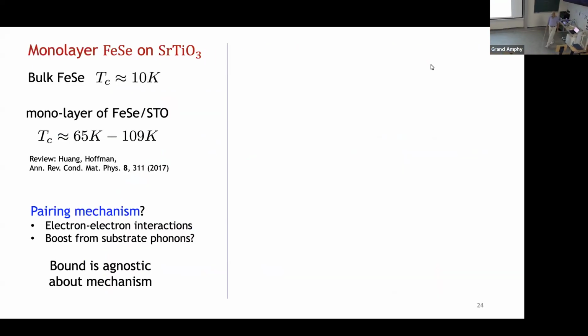Now we can ask what happens when we come to non-parabolic dispersions in real materials. And here we looked at monolayer iron selenide on STO. This is a very poorly understood material because in the bulk it has a 10 Kelvin Tc. But when you make a monolayer, your Tc is around 65 Kelvin. There's one report of 109. Outlier. We don't know what the pairing mechanism is. But the nice thing is our bound is agnostic about pairing mechanism. So let's see what we can say about this.